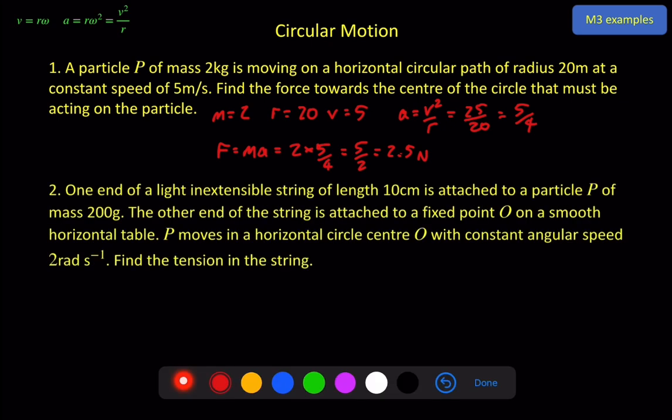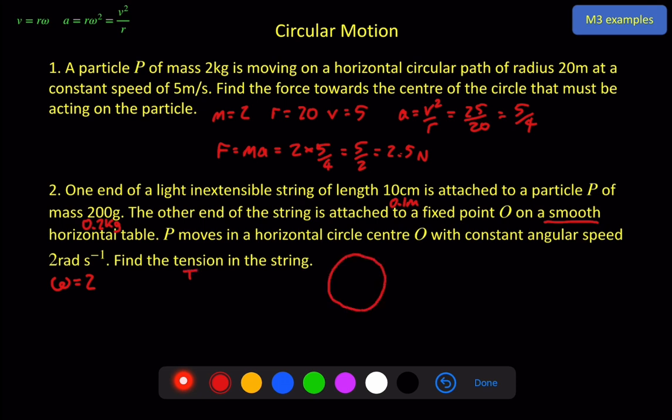Question 2. One end of a light inextensible string of length 10 centimeters, 0.1 meters, is attached to a particle of mass 200 grams, 0.2 kilograms. Don't forget to use standard units. The other end of the string is attached to a fixed point O on a smooth horizontal table, no friction. P moves in a horizontal circle center O with constant angular speed 2 radians per second. Find the tension in the string.